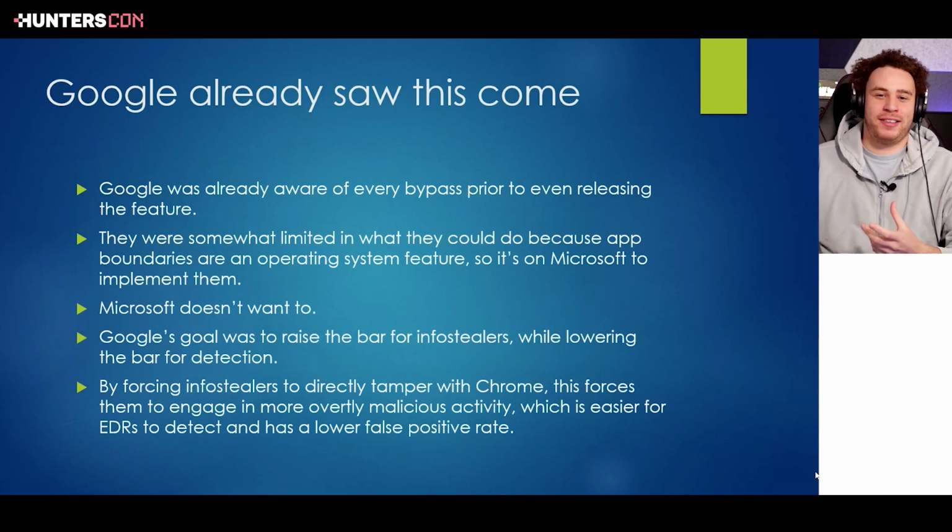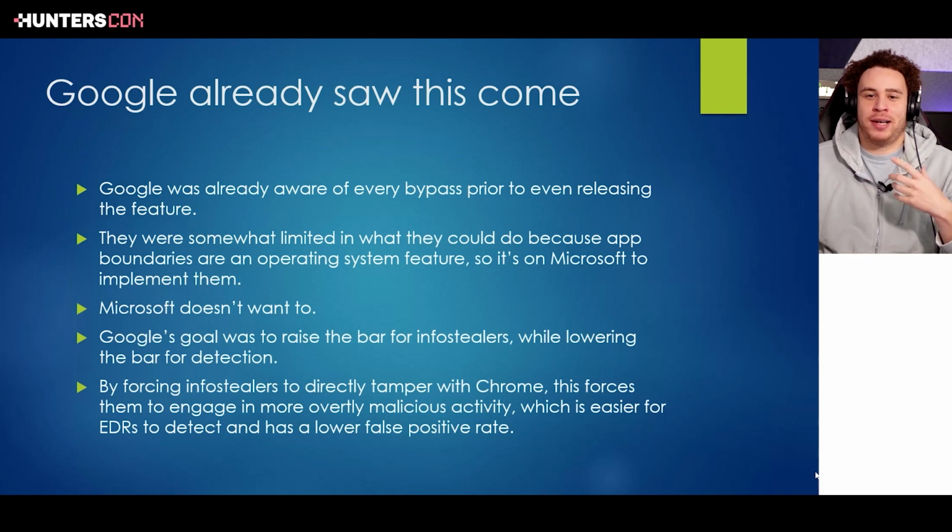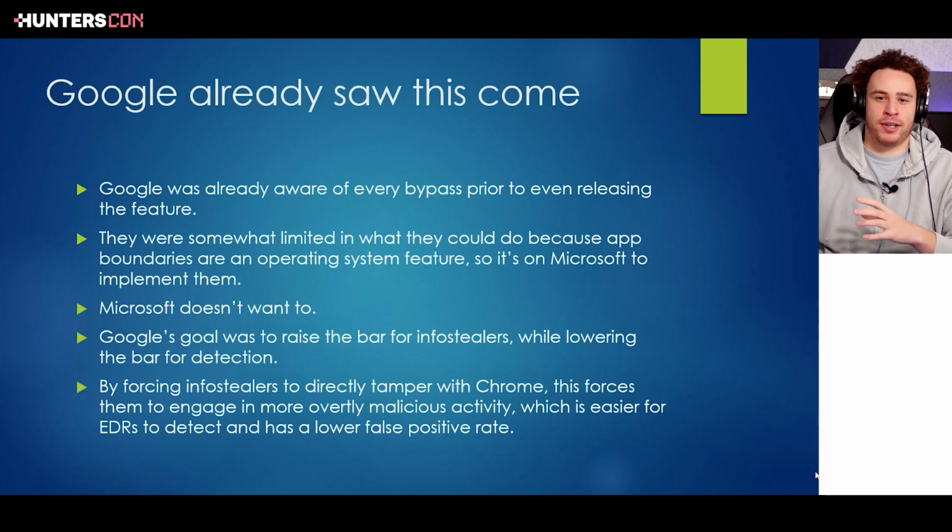They were fighting with both hands tied behind their back. Without Microsoft's help to actually implement good application segmentation, they knew that they were just making a feature which would be bypassed. But they did something that was super useful here, and they raised the bar for info stealers while lowering it for defenders. Because now, as a defender, I can write EDR signatures for people running Chrome in debug mode or in headless mode or with coordinates outside of the screen.